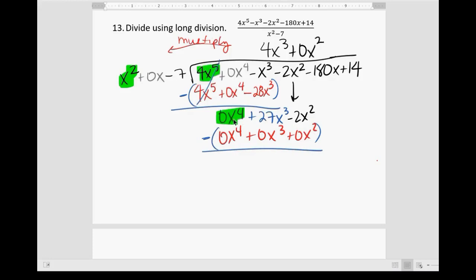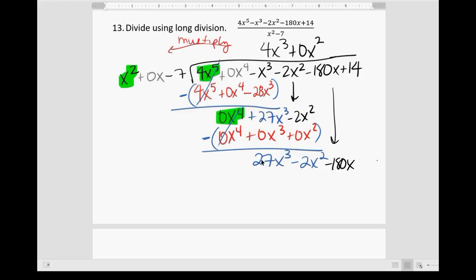So when I do that, I'm going to subtract. The first terms cancel out. 27x cubed minus 0x cubed is still 27x cubed. And then negative 2x squared minus 0x squared is still negative 2x squared. And I'm going to bring down that negative 180x.